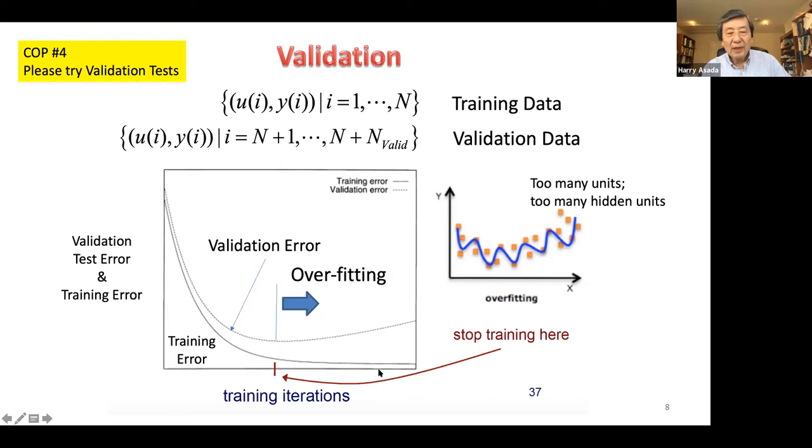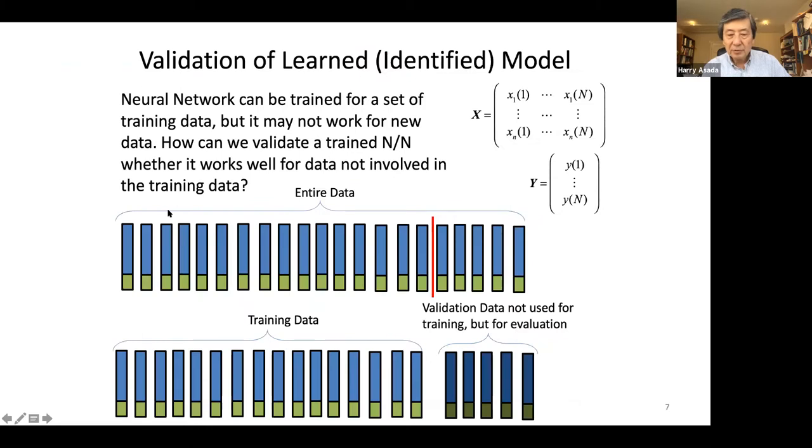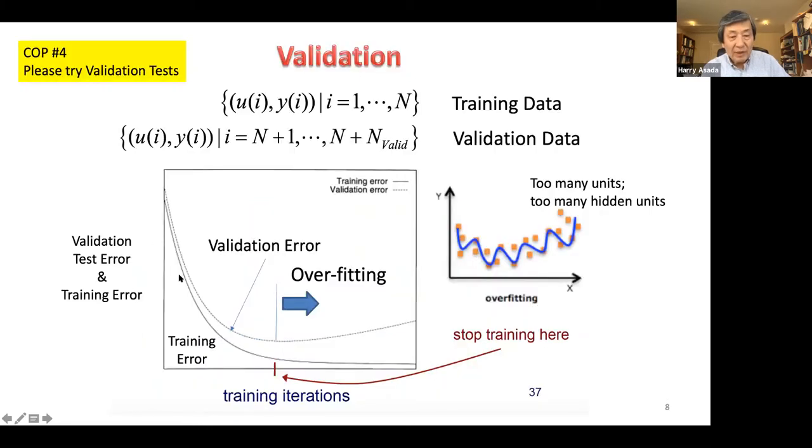However, don't forget to test it with respect to the validation data. The validation performance is usually worse than the training data performance, because the neural net is trained to fit the training data. However, the validation error is also going down, as long as the net is learning something properly. However, somewhere here, this validation error does not decrease anymore. Rather, it is gradually increasing. So this is the important point.